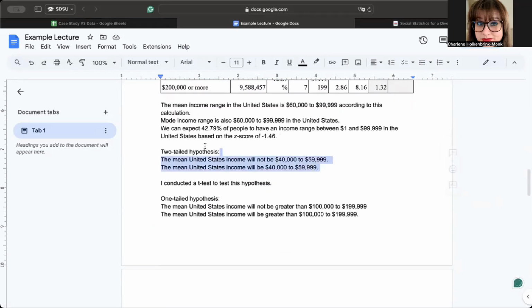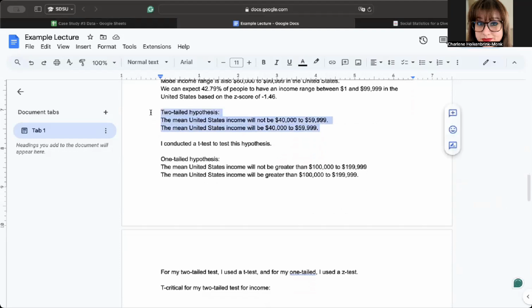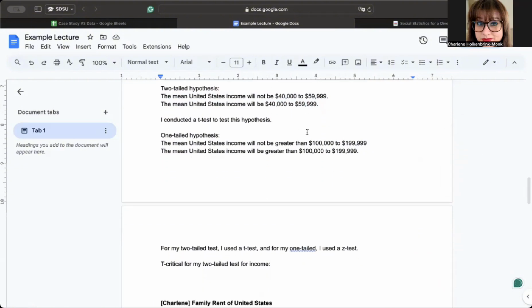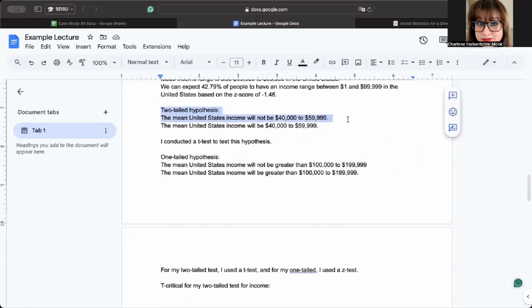Okay, so I have my hypotheses written out. And remember that there's different reasons that you would use a t-test or a z-test, right? A t-test is something that you can do if you don't know the population's value, while a z-test requires that you do know the population's values. So I have my two-tailed, and I'm using it based off of just my United States data. And I'm saying I conducted a t-test to test this hypothesis, right? And so I'm using the t-test for this two-tailed hypothesis and a t-test for this one-tailed hypothesis.